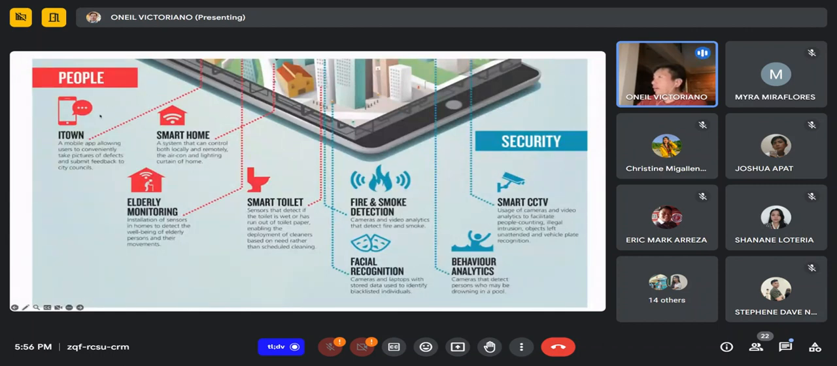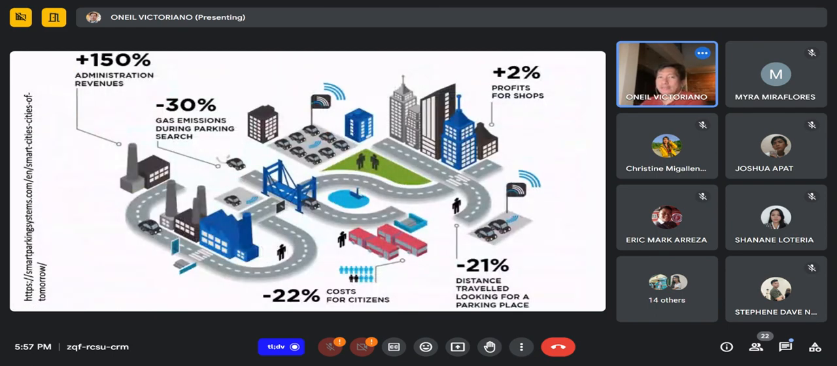So we have use cases for people also, like smart homes, elderly monitoring, and security over cameras that would detect drowning, for example, facial recognition, smoke detection, and smart CCTV that will facilitate counting, intrusion detection, and objects left unattended, etc. So there would be a lot of use cases.